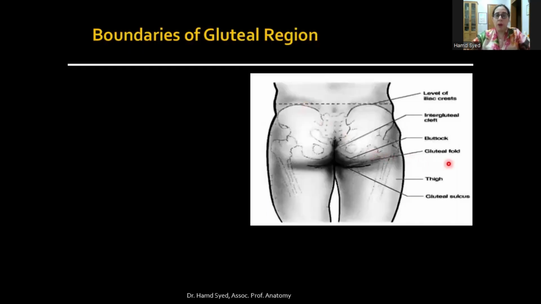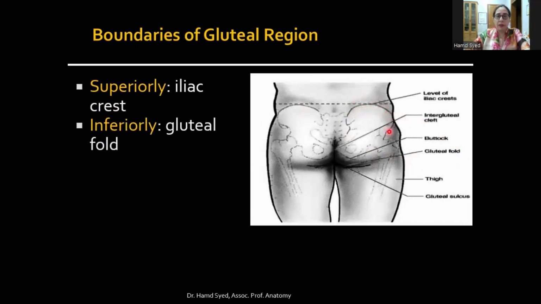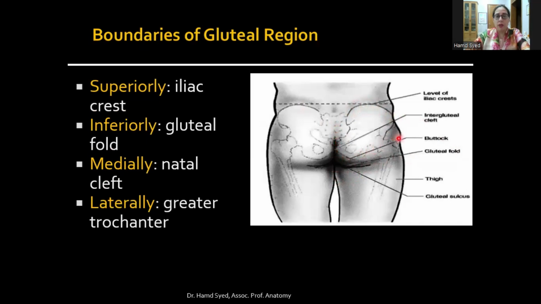Now let's look at the boundaries of the gluteal region. Superiorly, it is bound by the iliac crest, and inferiorly, you can see over here by the gluteal fold. Medially, there is the natal cleft, and laterally, at this point, is the greater trochanter of the femur.